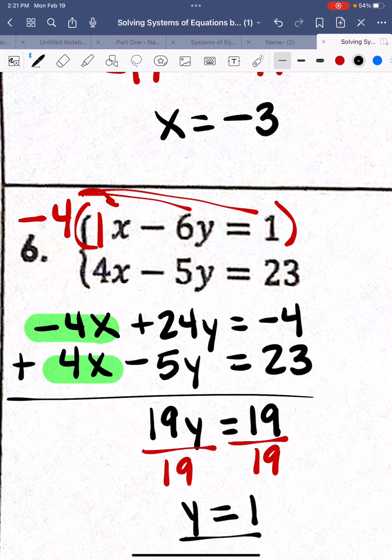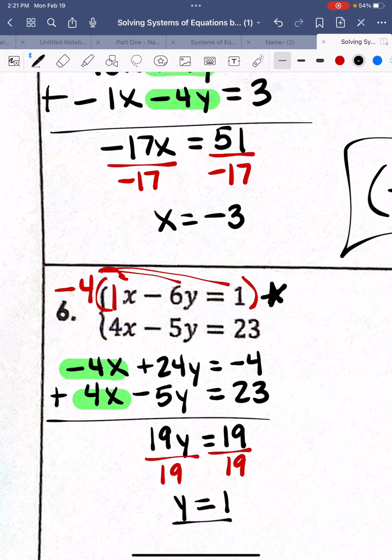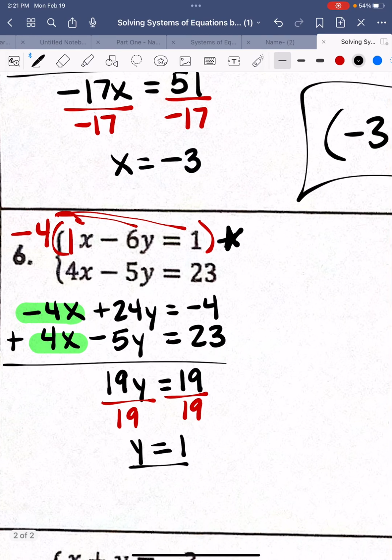Let's plug in this information. Again, you can plug it into whichever equation you want. I'm just going to be consistent and plug it into the top. And it's also going to be the original equation. It's going to be the 1x minus 6y equals 1. So again, think about what you solved for.